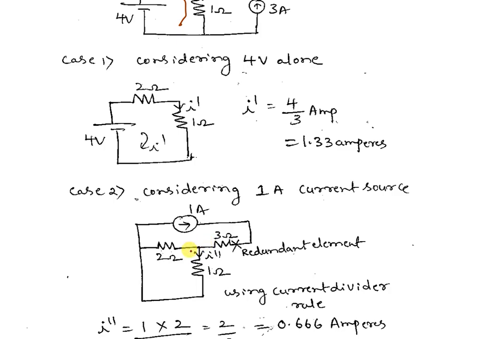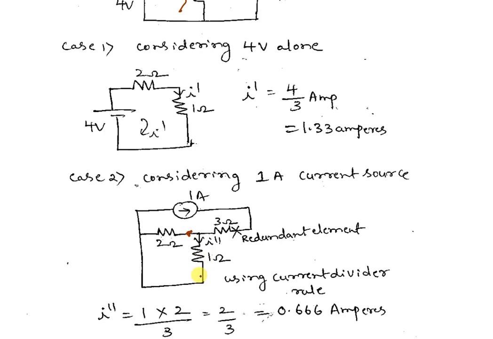Now there are two paths. One current will flow here, some current will flow here. So I want current through 1 ohm. I want to know how much current is actually flowing through this 1 ohm. So this is a current division formula.